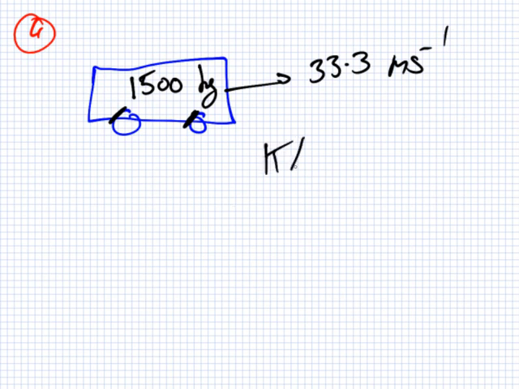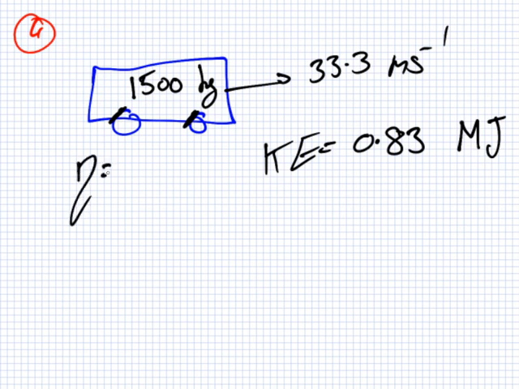The kinetic energy is 0.83 megajoules. Now, when you use the brakes, all of this energy goes into heat. So it's all wasted. So your brakes here, amazingly, they are 0% efficient. All the energy is lost.